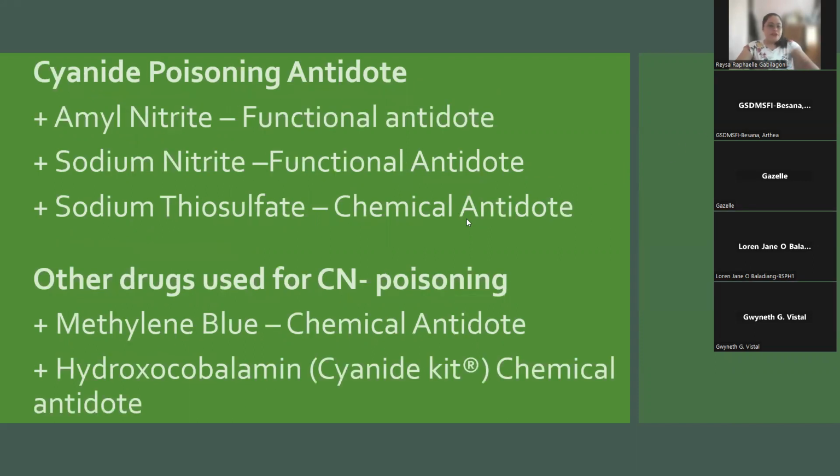Yan, okay? So for cyanide poisoning class, ito yung mga different antidotes. Okay, you need oxygen, but we need the antidotes. We have the amyl nitrite and the sodium nitrite, which are functional antidotes. And then you have there the sodium thiosulfate, which is a chemical antidote. Now, other drugs for cyanide poisoning, another chemical antidote here is the methylene blue. And we have the so-called hydroxocobalamine cyanide kit, which is also a chemical antidote.